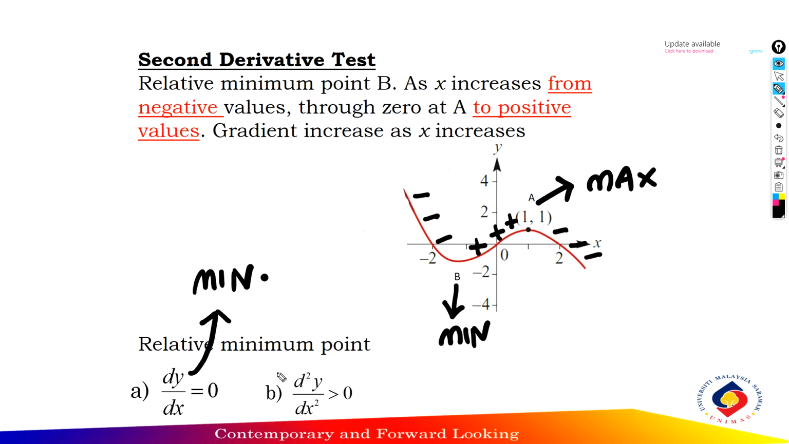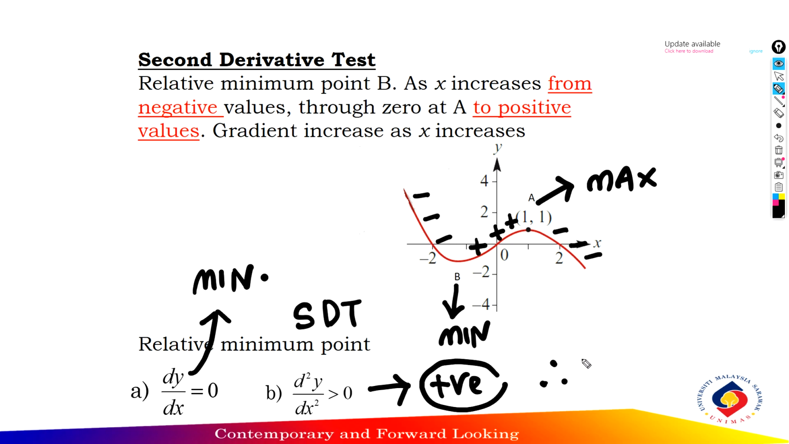And B, using the second derivative test, SDT, you substitute the value of x into the second derivative, and the sign of the second derivative is greater than 0, or positive. Conclusion: the graph has a relative minimum point.